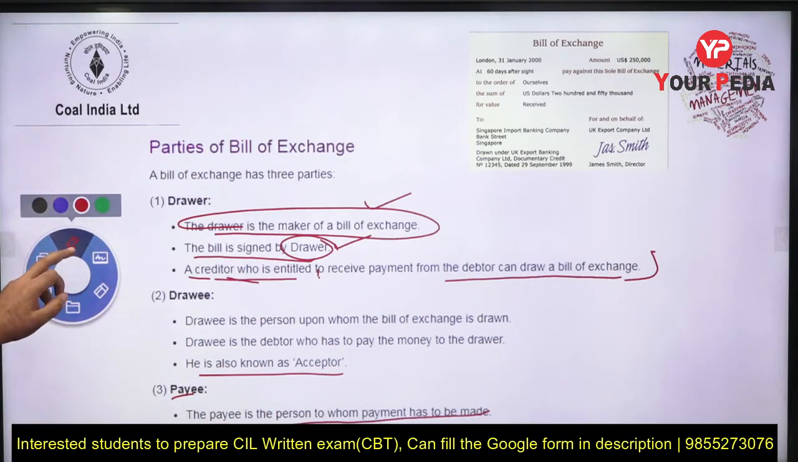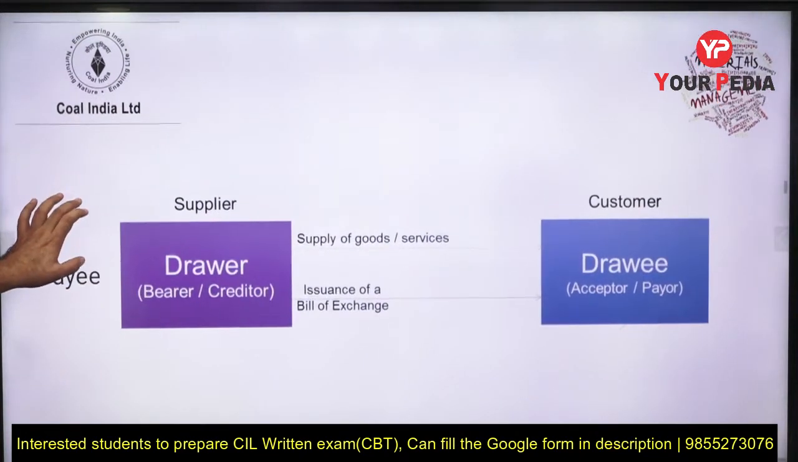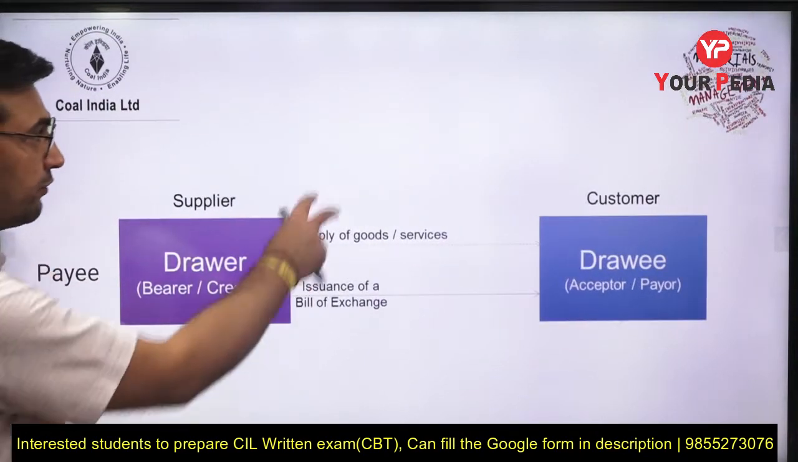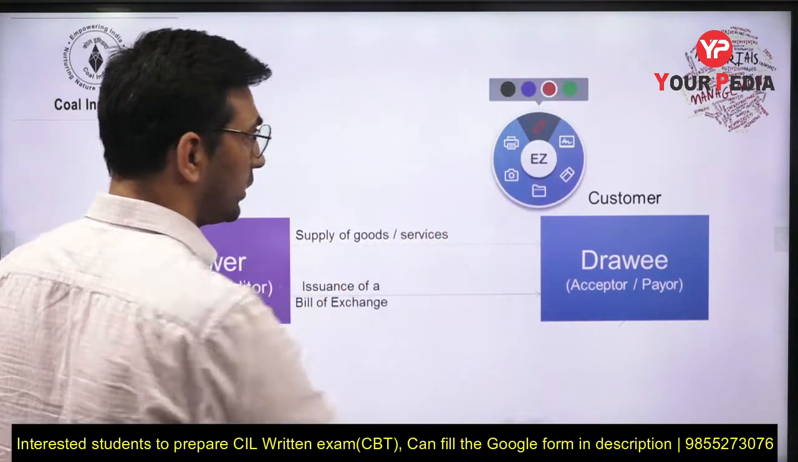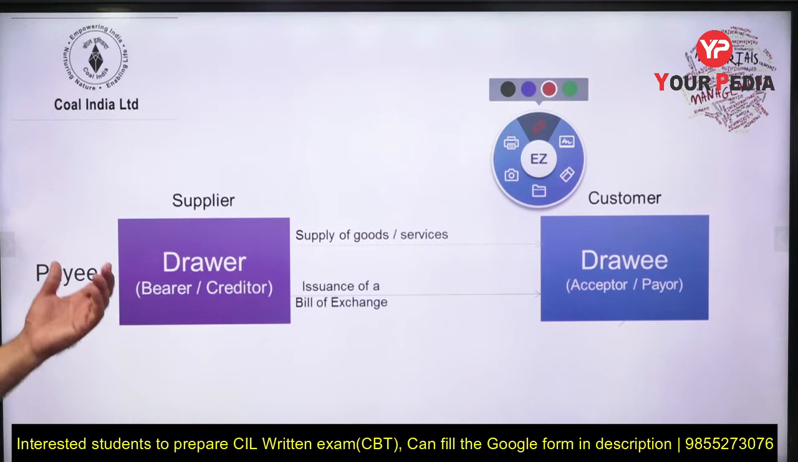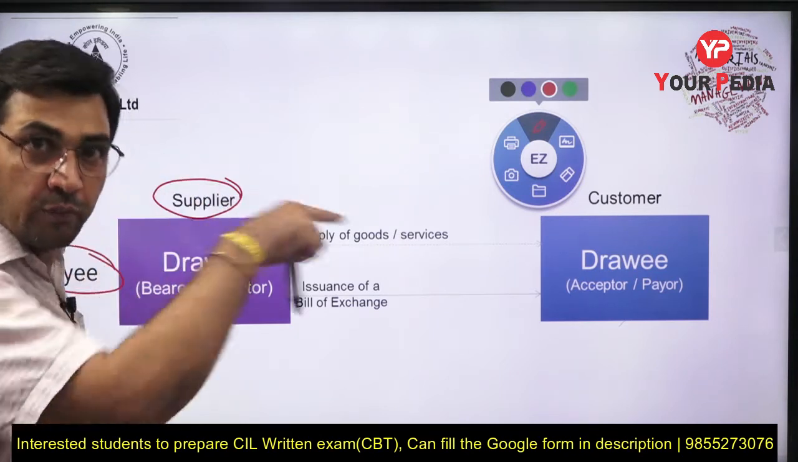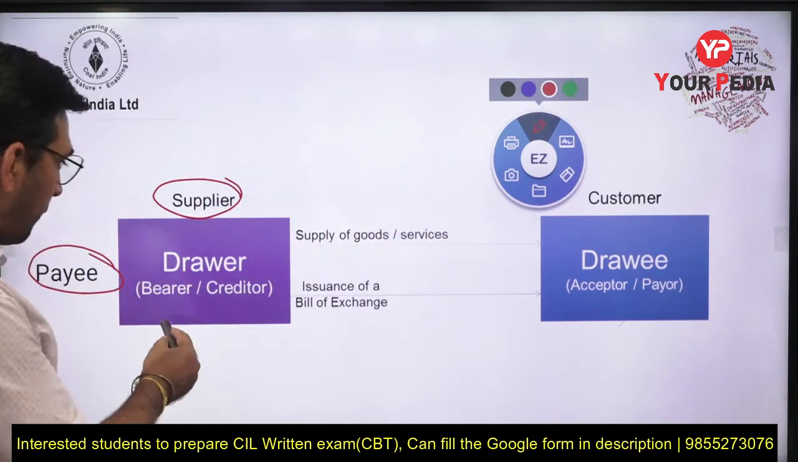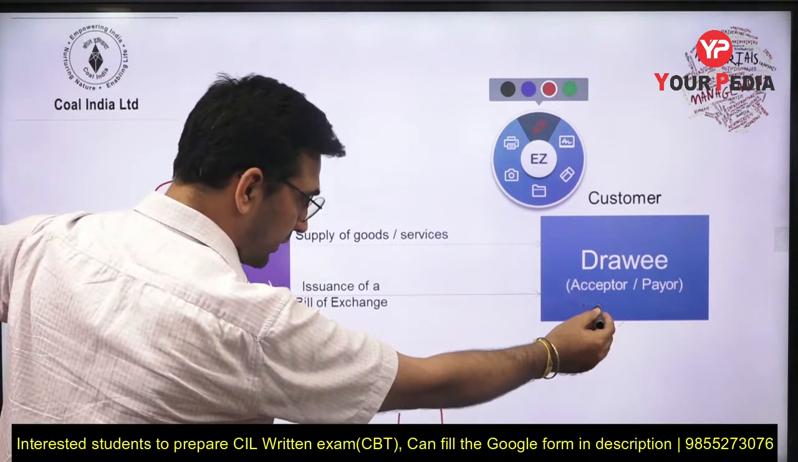Now the same thing, the same way as I told you, in this case also a third party may be involved, like we had in the case of the promissory note, right? Instead of the supplier saying, instead of making the payment to me, why don't you make the payment to some other person? So if he appoints some other person over here, then obviously this customer is going to make the payment.